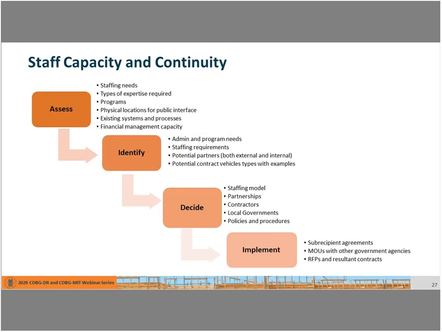This slide illustrates the key steps to building your CDBG-DR team. First, assess your capacity. Determine where your gaps are and the various responsibilities that you're going to need to fulfill in order to execute your program. This is going to include assessments of your staff capacity to identify the volume and the needs and determine where your current staffing levels may fall short.